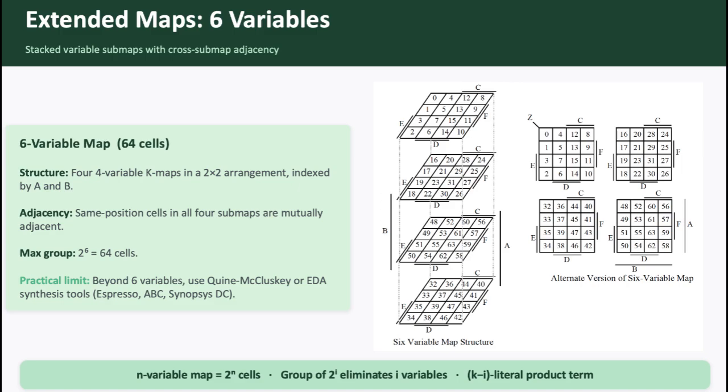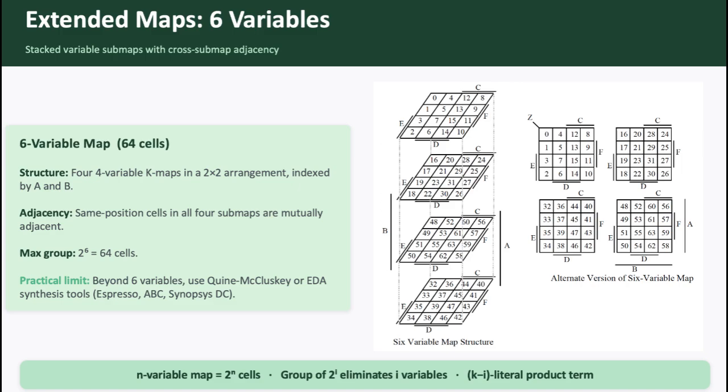A group that occupies identical positions in all 4 quadrants is a group of 4 times the base rectangle size. If the base rectangle is a 4-cell group, spanning all 4 submaps gives a 16-cell group, eliminating A and B in addition to whatever variables the base rectangle eliminates. The maximum group for a 6-variable map is 64 cells, the entire map collapsing to constant 1. As with a 5-variable map, there is an alternate flat representation where the 4 submaps are unfolded into an 8x8 grid. Some textbooks prefer this format.